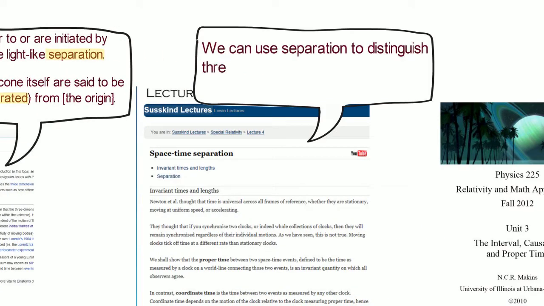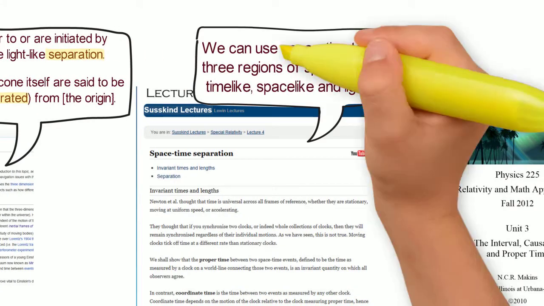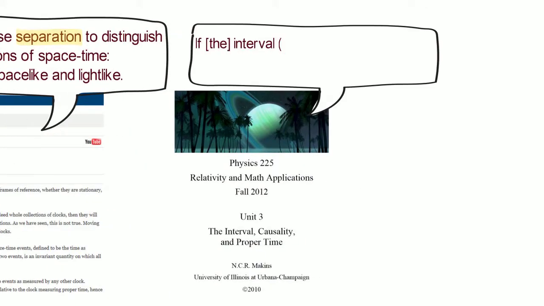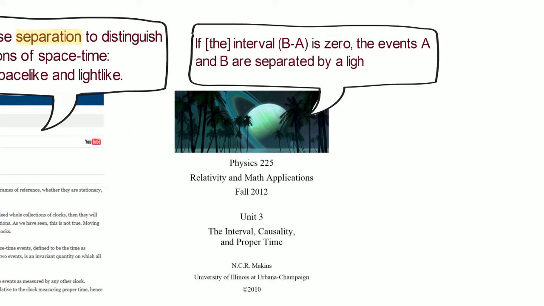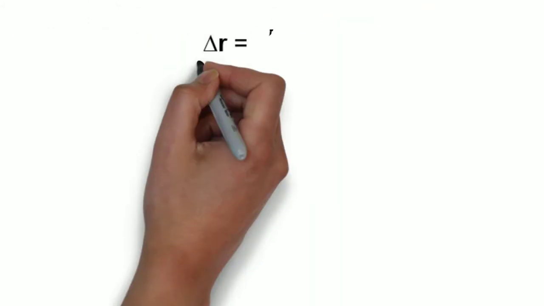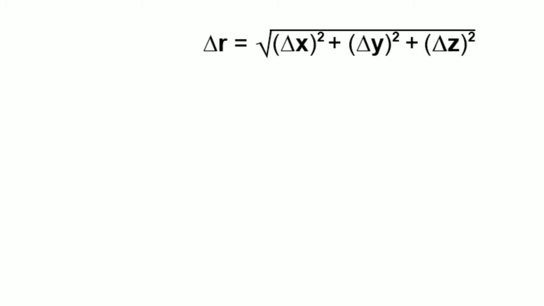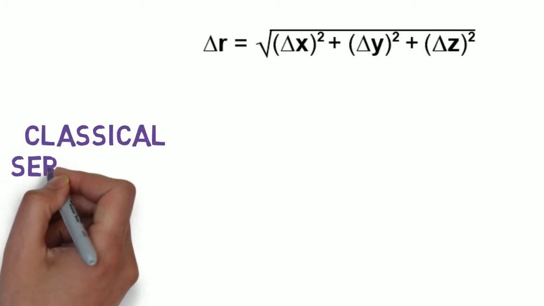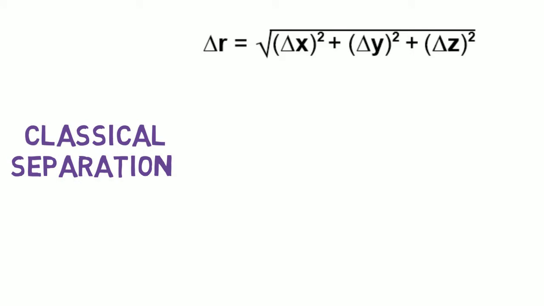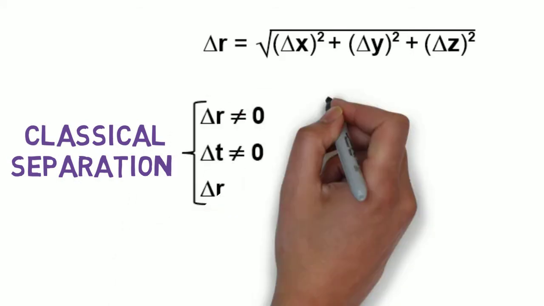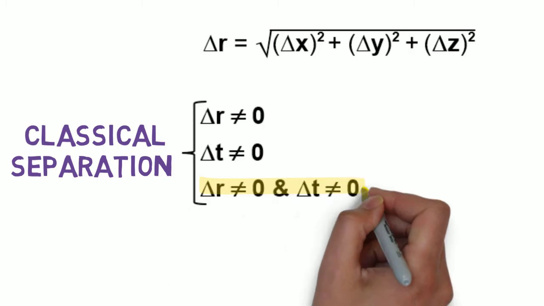We can use separation to distinguish three regions of space-time. If the interval is zero, the events are separated by a light-like interval. What exactly is light-like separation? No separation at all. It's contact. Let R be any spatial radius. Physics is in the dark about light because it never abandoned its outdated classical notion of separation, where two objects are considered separate if they are apart in space or time or both. That last part is about to be fixed.